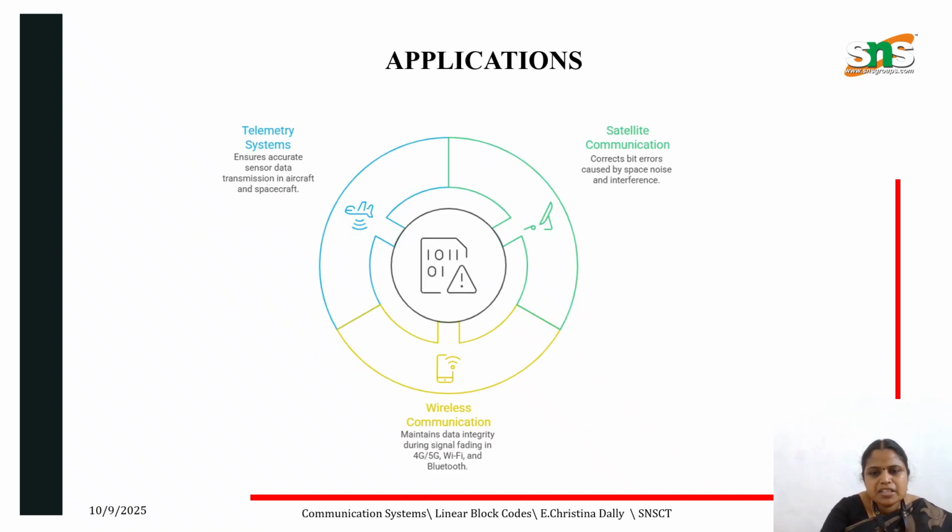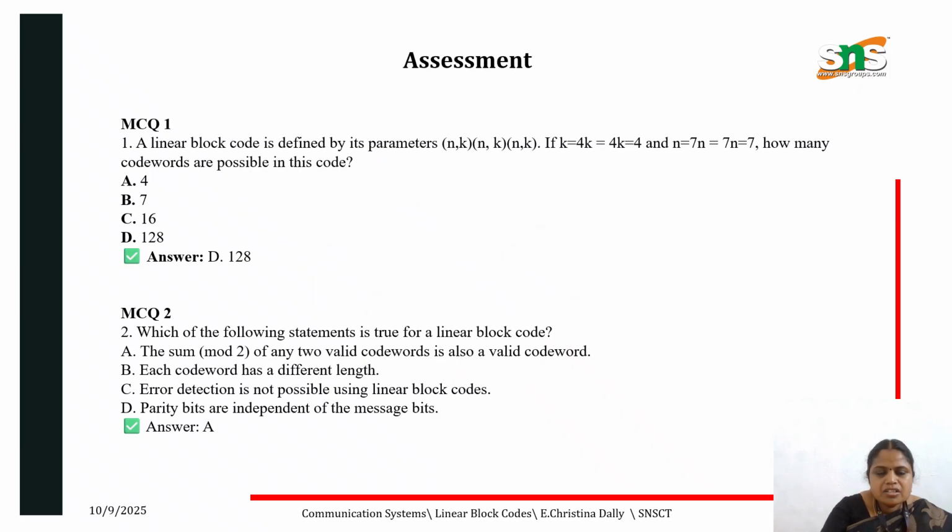Where do we use this LBC? We use it in satellite communication, wireless communication and telemetry, in order to ensure accurate sensor data in telemetry systems. In wireless, it handles signal fading in 4G and 5G technologies. In satellite communication, it corrects errors and interference. So these are the assessment questions regarding this LBC.